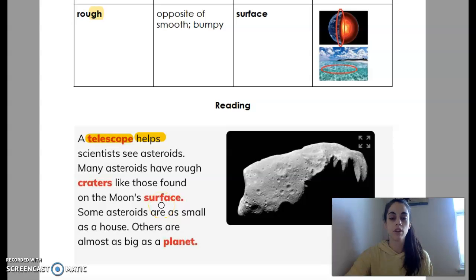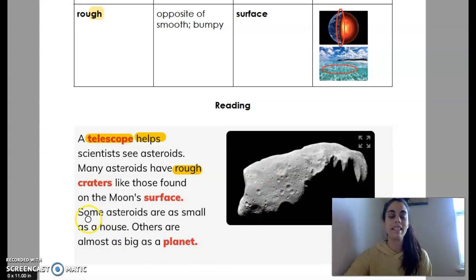Let's look at the picture. Do you see any craters on the surface of this asteroid? Look, here they are. How does the text describe the craters? The text describes the craters as rough. They are not smooth.